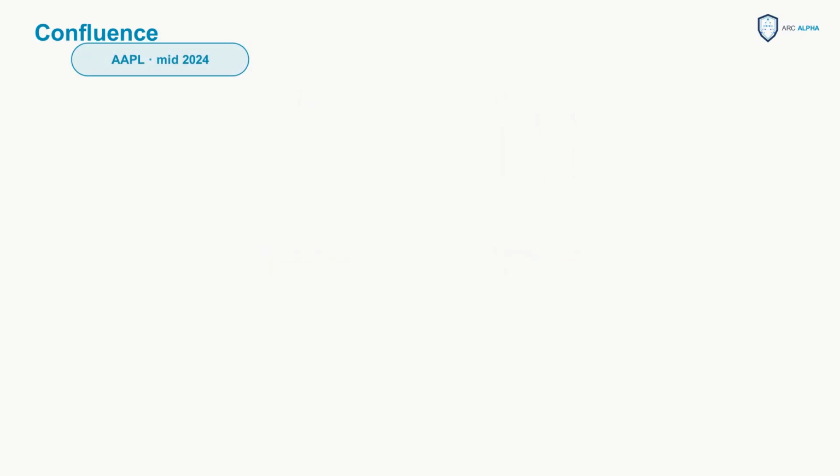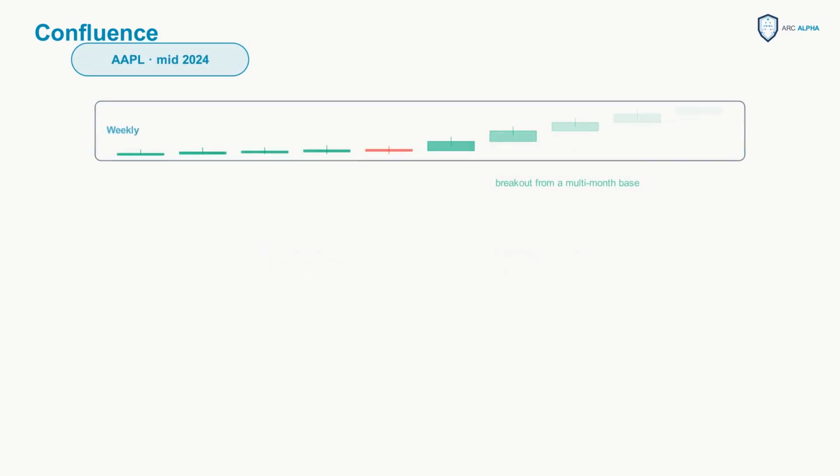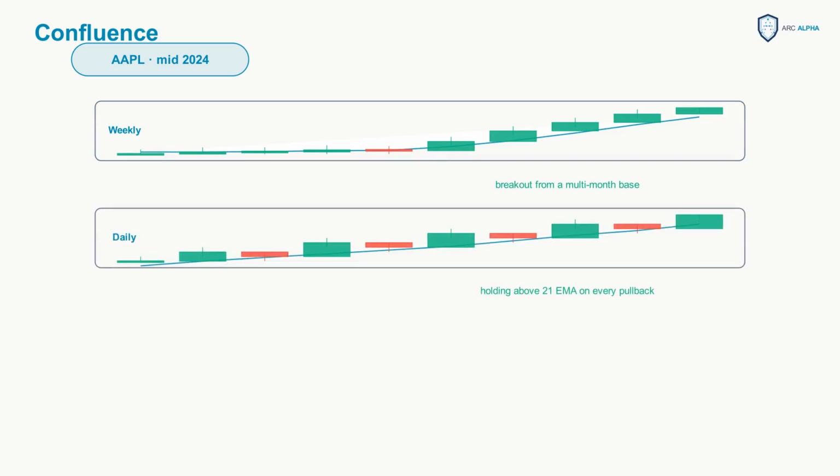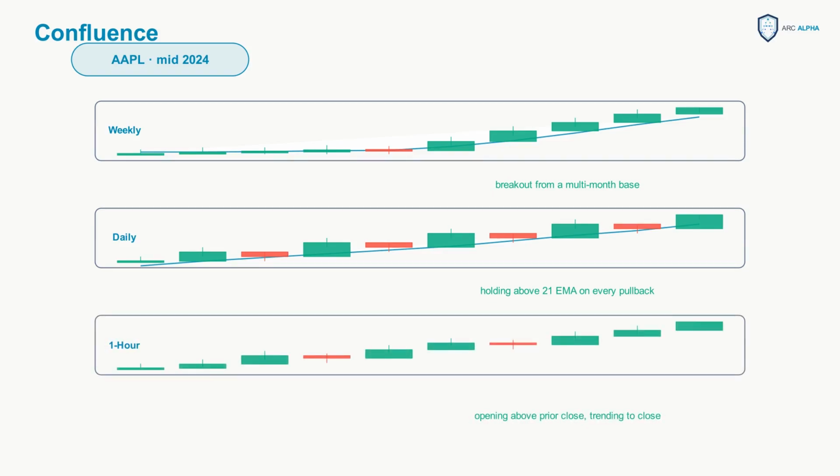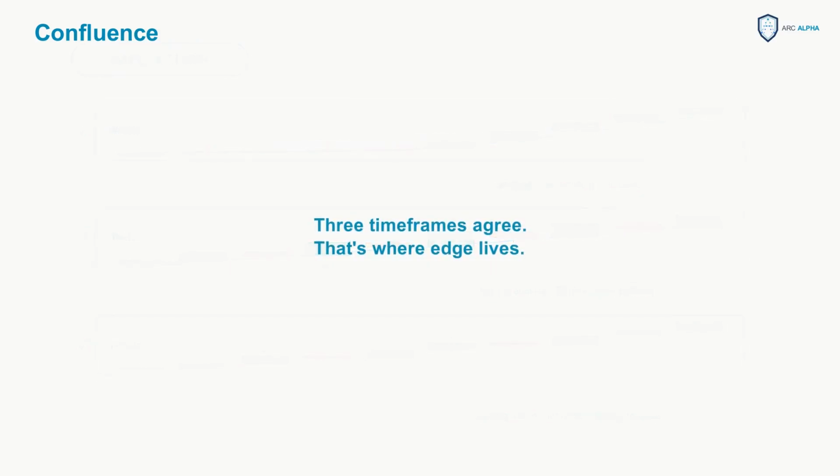Real example: Apple mid-2024. On the weekly, the stock had broken out of a multi-month base. The long-term tide had turned up. On the daily, price was holding above the 21 EMA on every pullback. The swing structure was intact. On the 1 hour, each session was opening above the prior day's close and trending into the afternoon. Weekly bias up, daily structure intact, intraday rhythm constructive, 3 time frames agreeing. 3 time frames agree, that's where the edge lies.